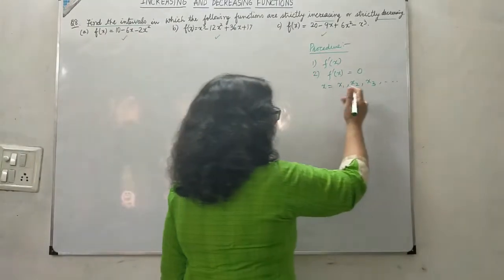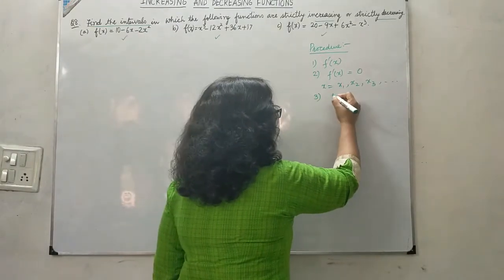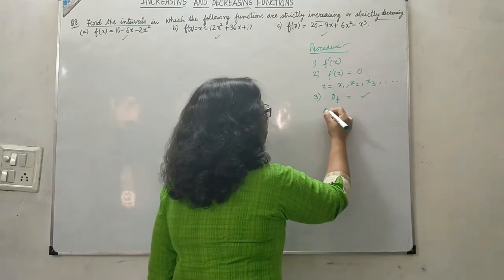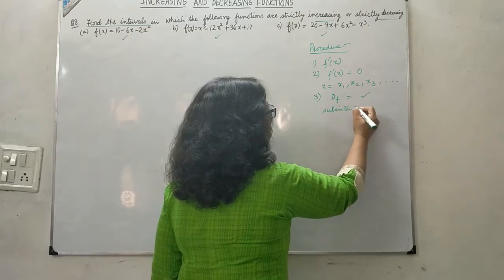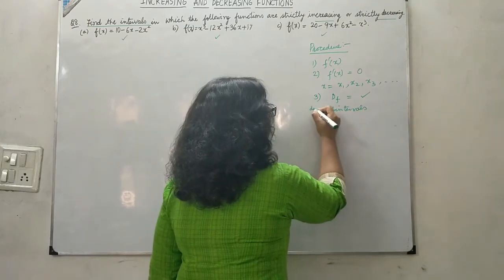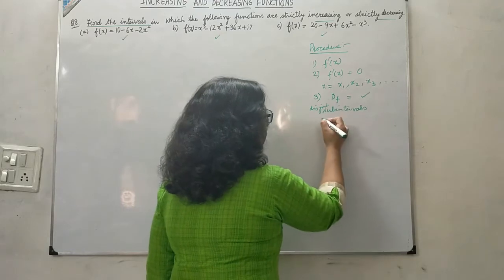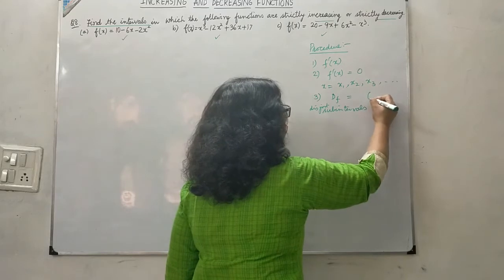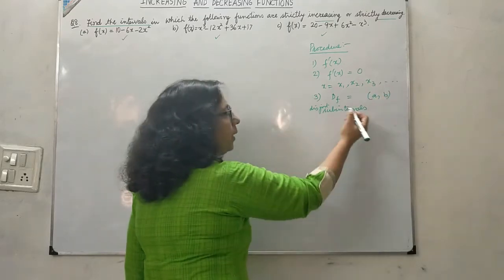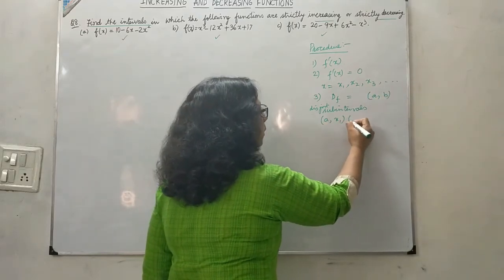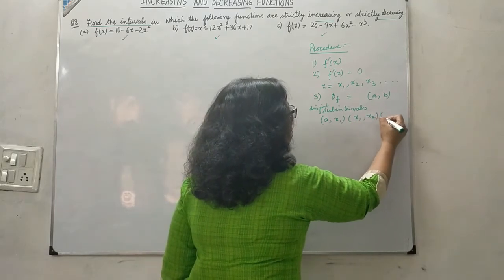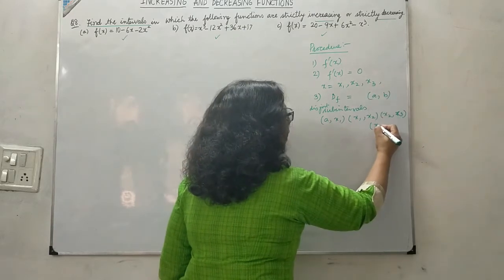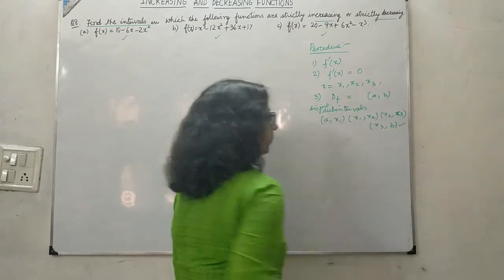And these critical points divide the domain. Whatever the domain is given, these critical points divide the domain into disjoint sub-intervals. For example, if the domain is AB, then the disjoint sub-intervals will become AX1, X1X2, X2X3, for example only these three, then X3B, etc.